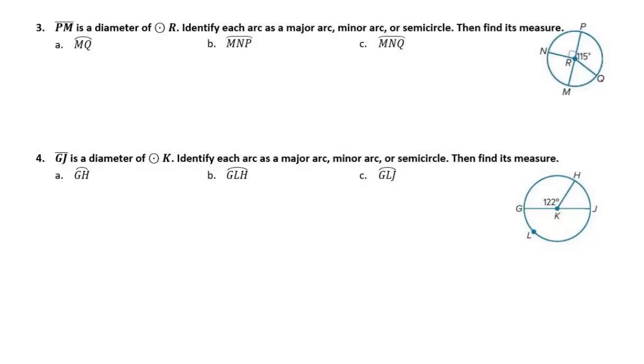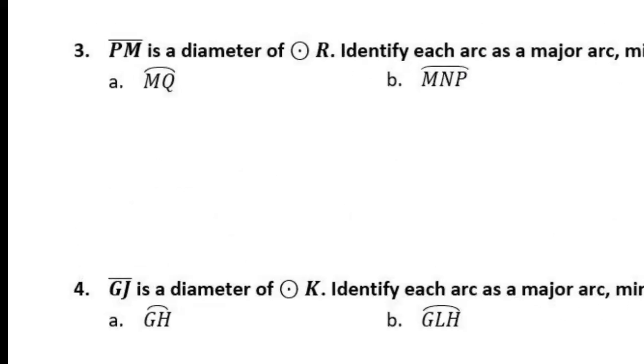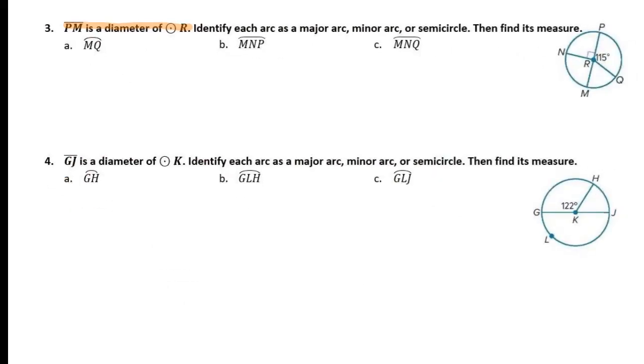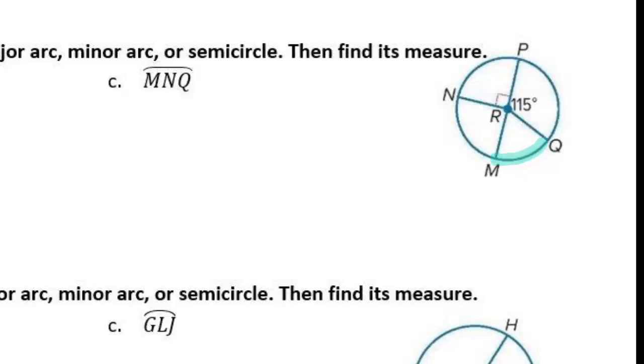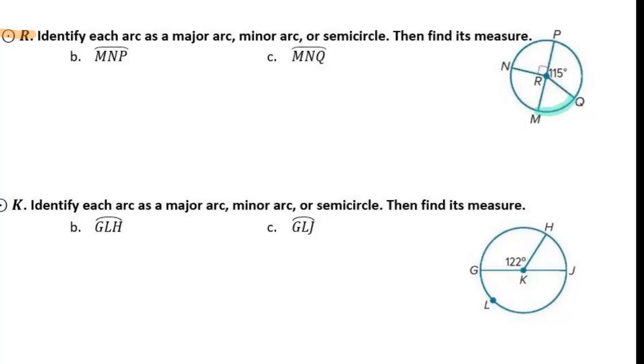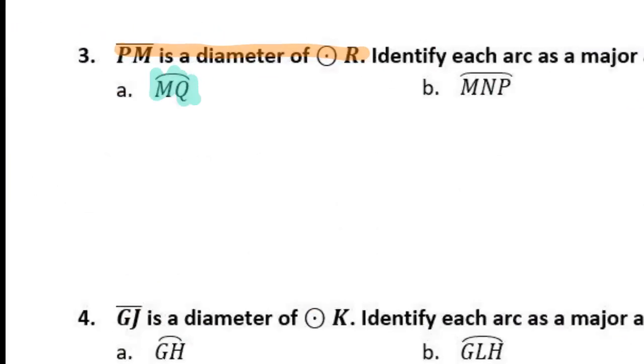It says PM is a diameter of circle R. Identify each arc as a major arc, minor arc, or semicircle. Then find its measure. So the first one that they ask us for is MQ, right here. MQ. Is that a minor arc or a major arc or a semicircle? That is a minor arc.